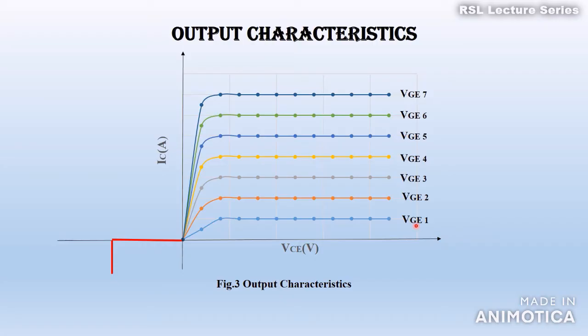Now if we increase the gate emitter voltage from VGE1 to VGE2, the magnitude of the collector current will rise, whereas it remains almost constant with an increase in collector emitter voltage. As we keep increasing the gate emitter voltage in steps from VGE1 to VGE7, we get different characteristic curves. This output characteristic of the IGBT is similar to that of a bipolar transistor.